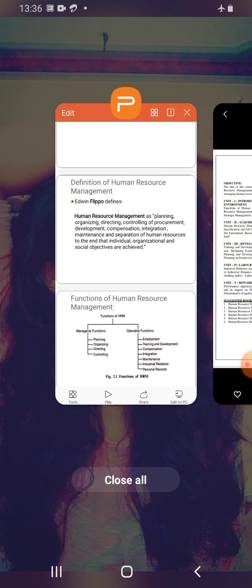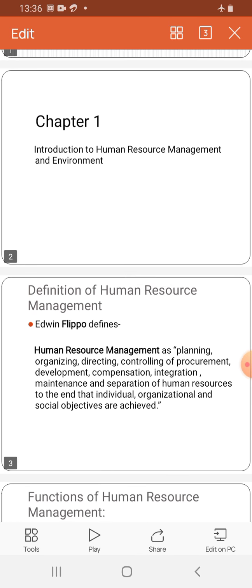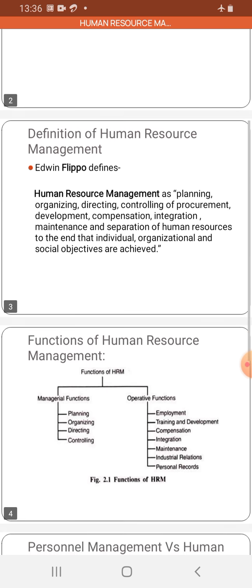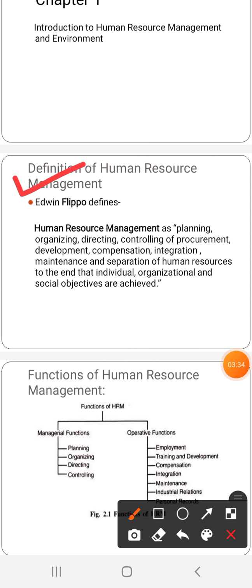So let's start unit 1, which will be discussing the introduction part of human resource management. First we'll be discussing the definition of human resource management. Edwin B. Flippo defines human resource management as planning, organizing, directing, controlling of procurement, development, compensation, integration, maintenance, and separation of human resources to the end that individual, organizational, and social objectives are achieved.